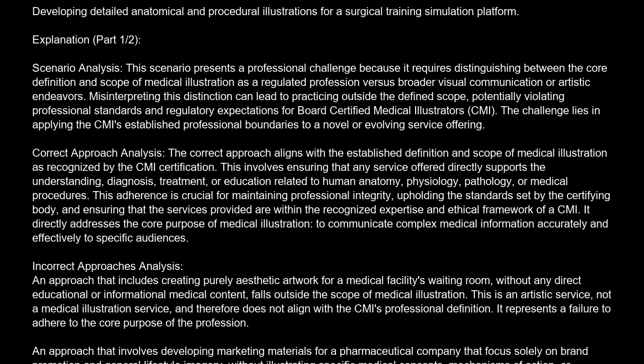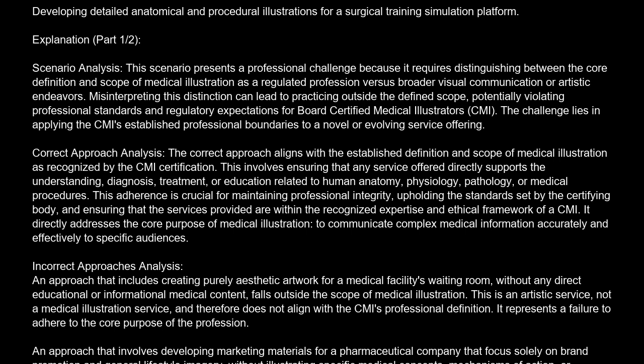Correct approach analysis. The correct approach aligns with the established definition and scope of medical illustration as recognized by the CMI certification. This involves ensuring that any service offered directly supports the understanding, diagnosis, treatment, or education related to human anatomy, physiology, pathology, or medical procedures. This adherence is crucial for maintaining professional integrity, upholding the standards set by the certifying body, and ensuring that the services provided are within the recognized expertise and ethical framework of a CMI. It directly addresses the core purpose of medical illustration, to communicate complex medical information accurately and effectively to specific audiences.